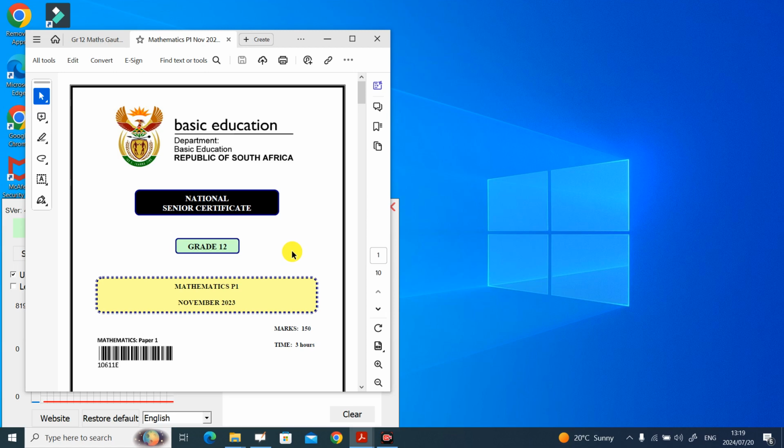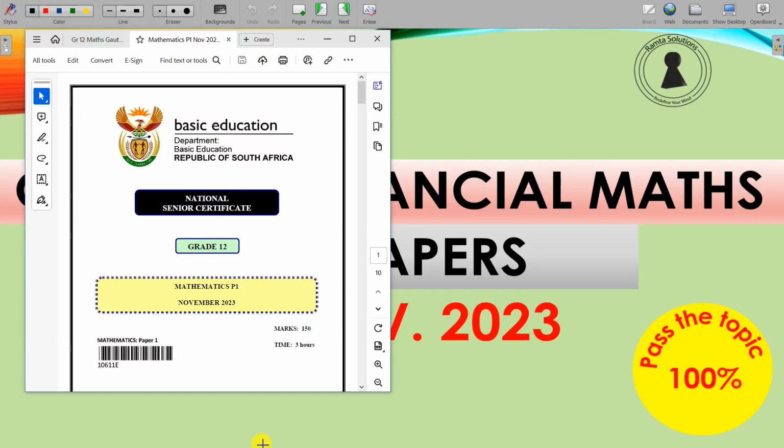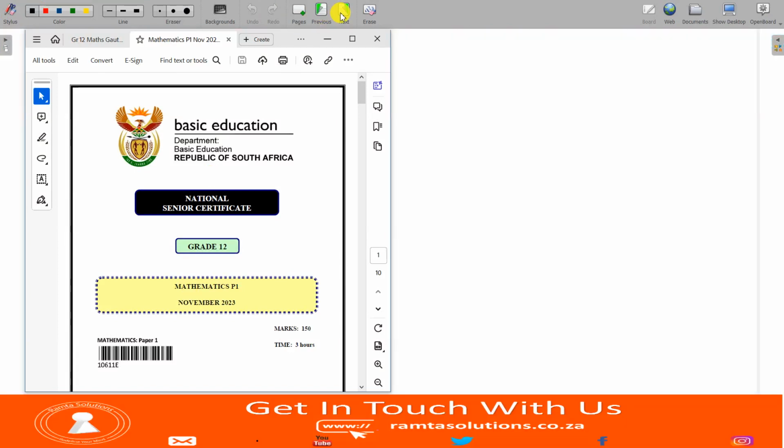Here it is. I'm going to pin it. Okay, it's pinned. Before I proceed, guys, if you are using a mobile device, please rotate your screen so that you have maximum viewing.